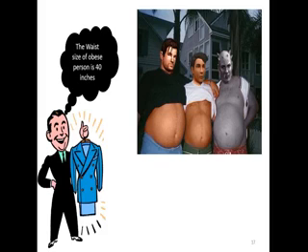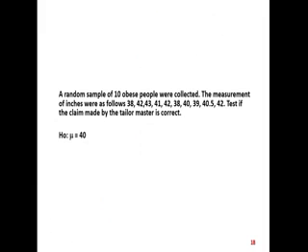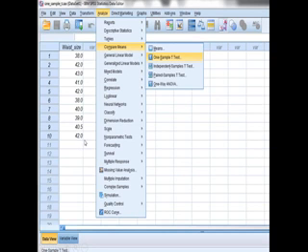Accordingly, the individuals go around and collect the information about the waist size of 10 obese people, and here they are: 48, 42, 43, all measured in inches. Now we are to test whether this null hypothesis is correct, which is the claim made by the tailor master. For that we go directly to SPSS. So we type in the observations. There are 10 observations and these are the values.